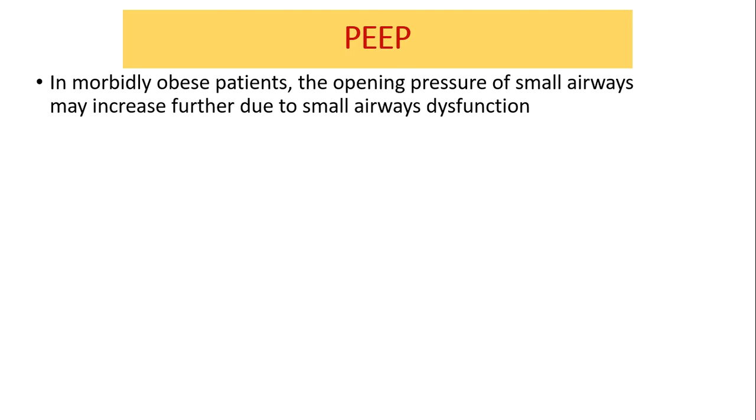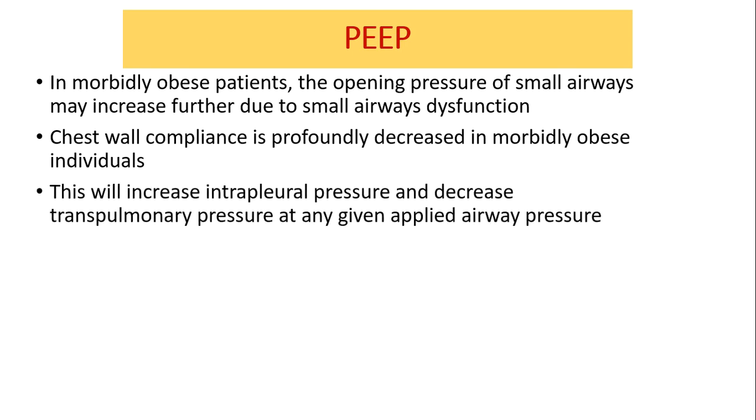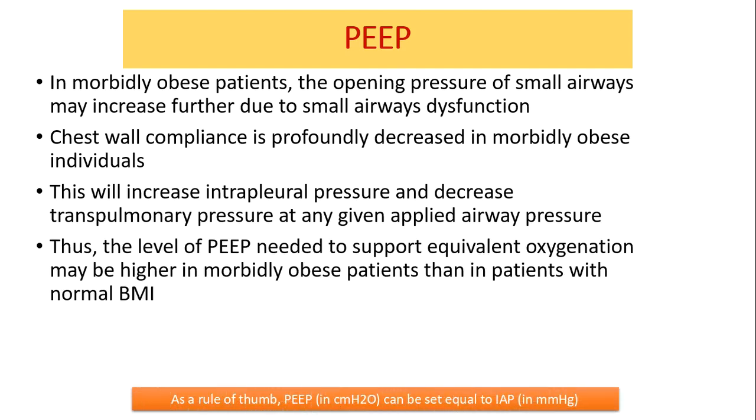At the same time, the patients who are morbidly obese, they have small airway dysfunction also. They behave somewhat similar to COPD. They have small airway problems also, and the chest wall compliance is profoundly reduced. This will increase the intrapleural pressure and decrease the transpulmonary pressure at any given airway pressure. So just as I told you, they can sustain higher alveolar pressures better, because the transpulmonary pressure, or the difference, is still low. So the level of PEEP needed to support it may be higher.